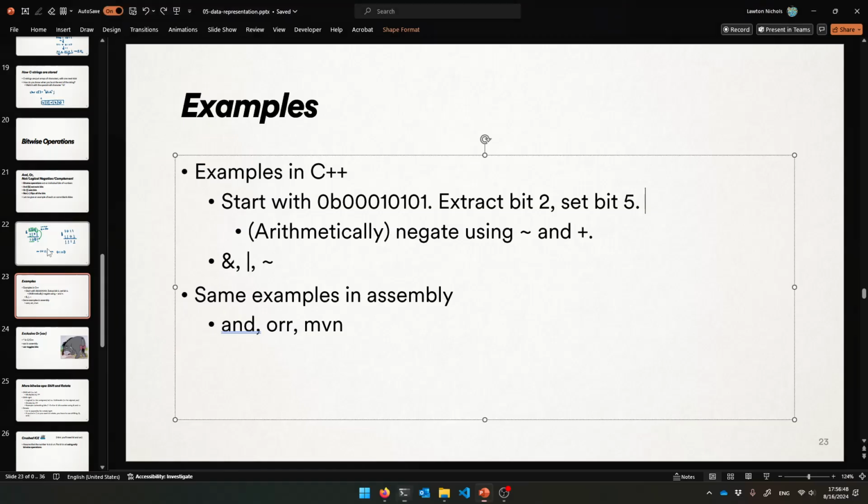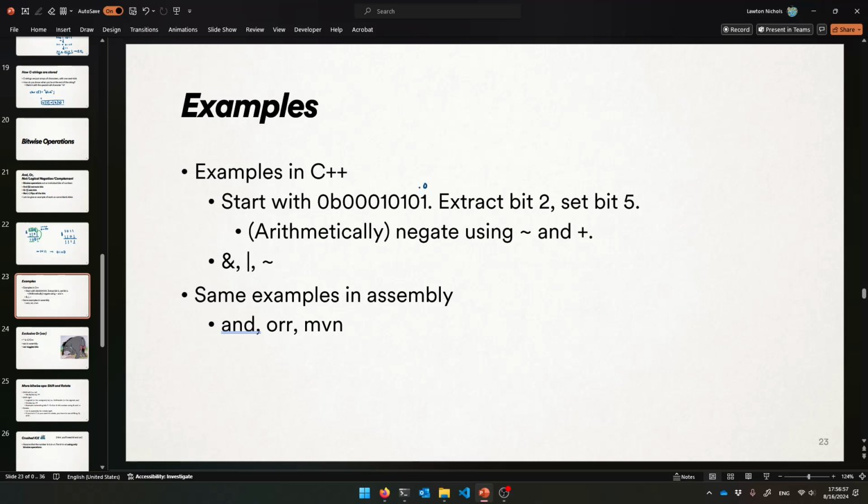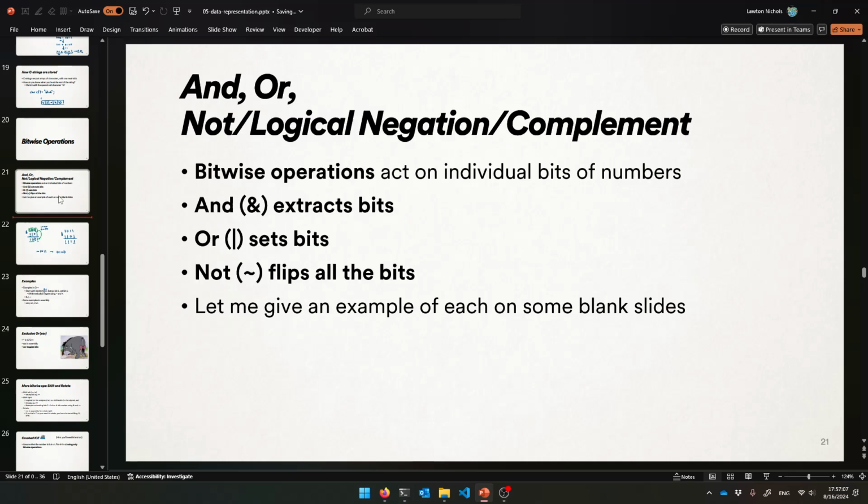And let's say I'd like to extract bit 2 of this number. First of all, the numbering for bits works like this. The rightmost bit is bit number 0. This is bit number 1, and this is bit number 2. I want to figure out, was this a 1 or not? I want to extract it.